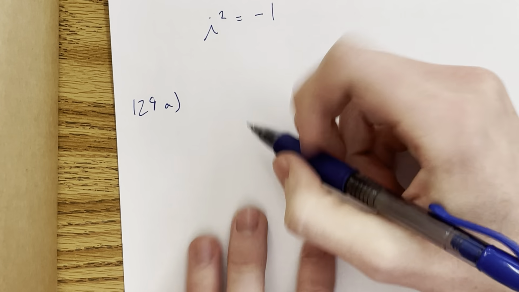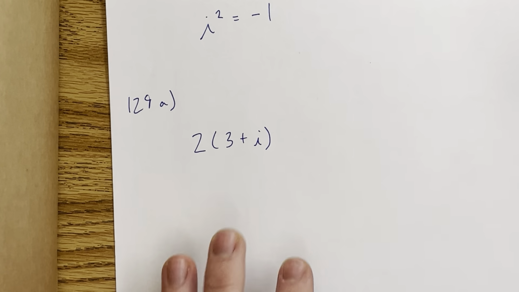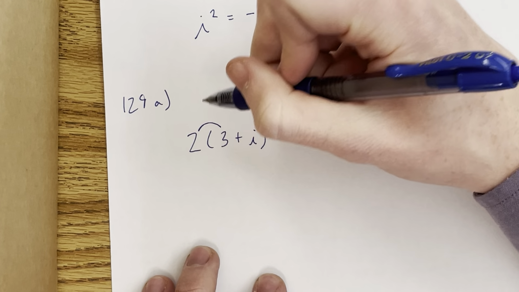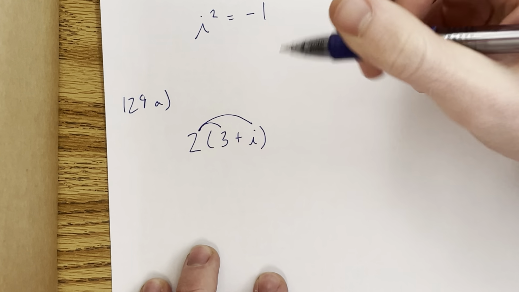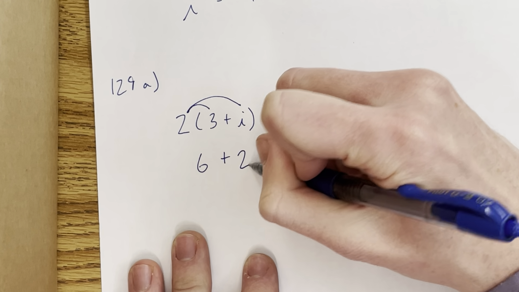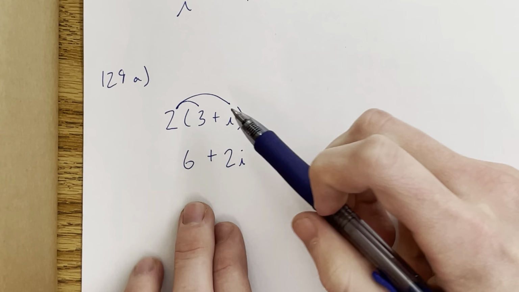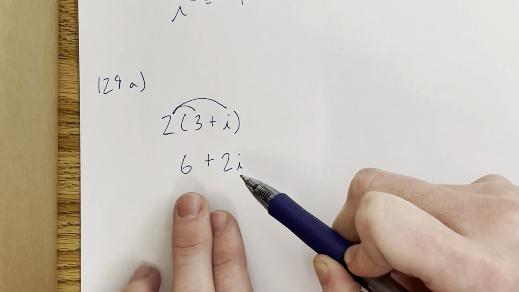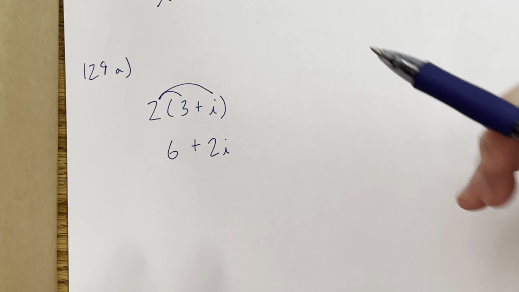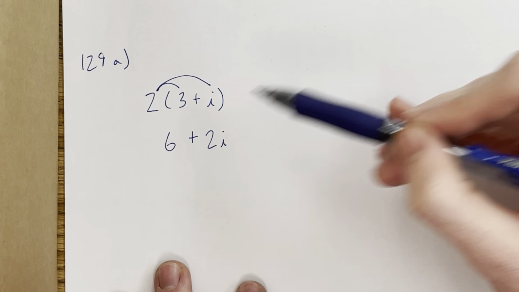129A says we have 2 times 3 plus i. So what we're going to do is distribute. So 2 times 3 and 2 times i. So that would end us up with 6 plus 2i. Now, one other thing that's important to note is that we cannot combine these two. These are not like terms. Whenever we have i attached to another number, it can only be multiplied by other numbers. We can't just add it to any other number.